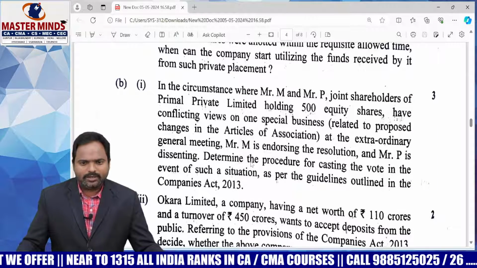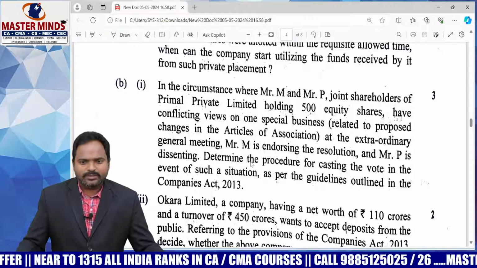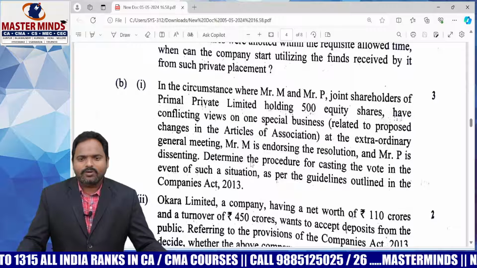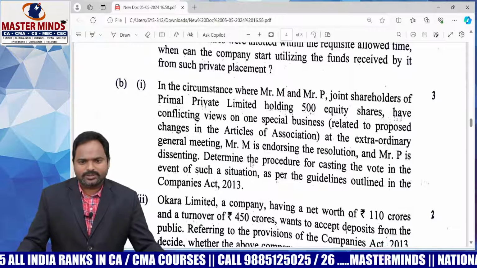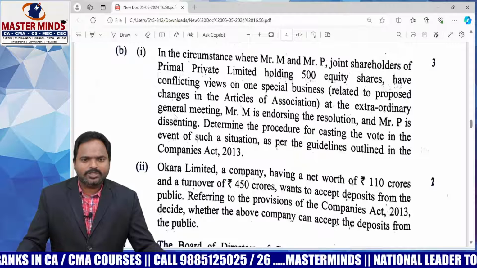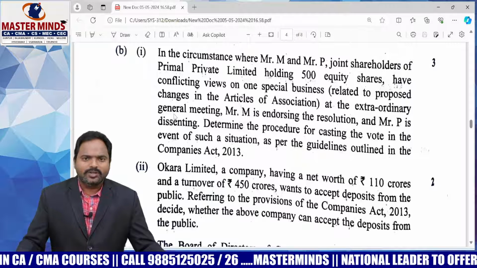This is related to the Companies Act, actually the voting, management and administration chapter. In that chapter, voting power of joint shareholders. So who has the right to vote in case of joint shareholders? It is a very small point, and on that point they asked for 3 marks.